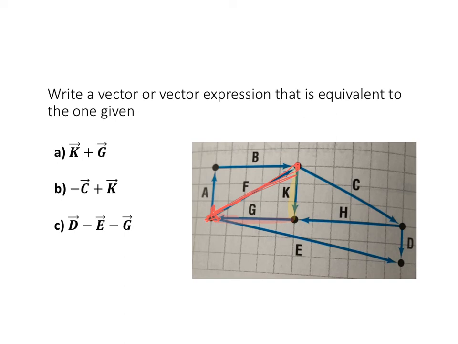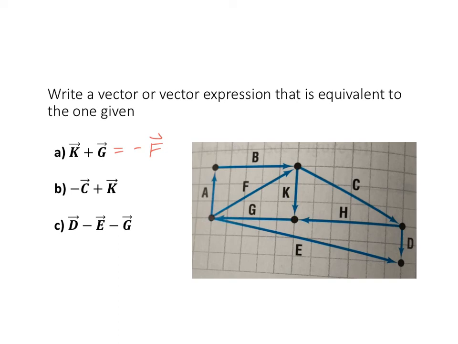And if we look at that vector, we can see it kind of looks like f. It's almost f, but it's going in the opposite direction as f. So that will be negative f. That's what k plus g is. So let's take a look. I'll erase what I drew, and let's take a look at the next problem.